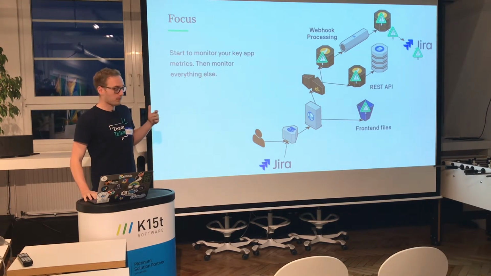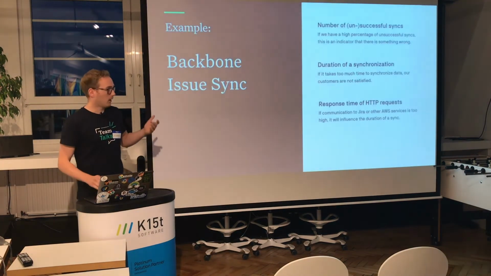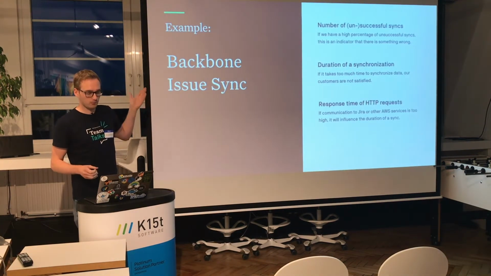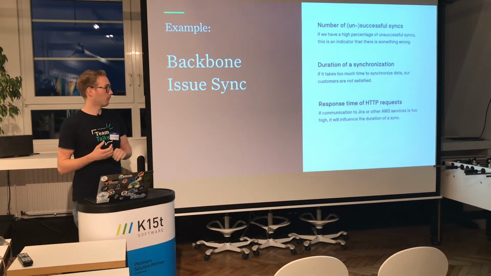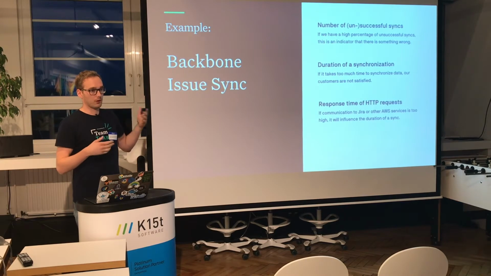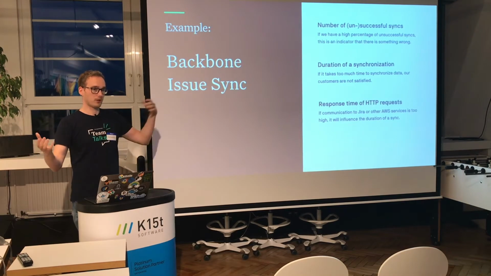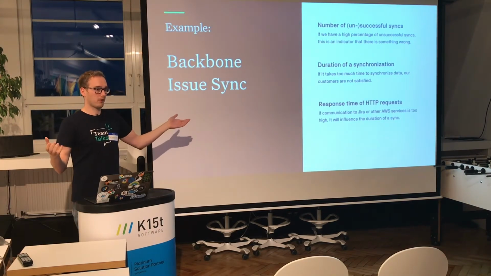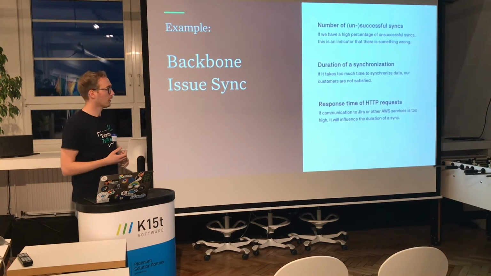And as an example of what I mean by focus area or focus metrics, we have an app called Backbone Issue Sync. I'll just quickly give you an overview in case you don't know it. We basically synchronize issue data between Jira systems. So you can work in one project, your partner can work in the other project, and as soon as someone changes something in one project, it's synchronized over to the other side.